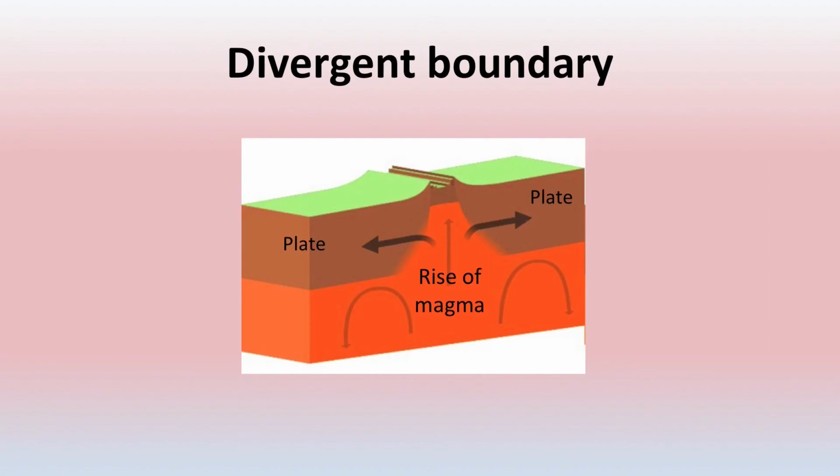Then there is the second boundary, that is convergent plate boundary. Here what happens is that magma subsides there, and then the two plates come together, and this is convergent plate boundary. Here, if there is a varying density, suppose oceanic plate is a little greater in density and the continental plate is a little lighter in density.